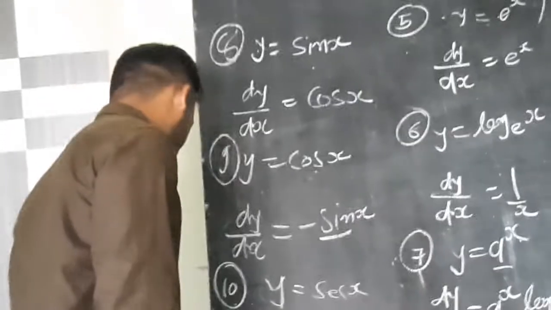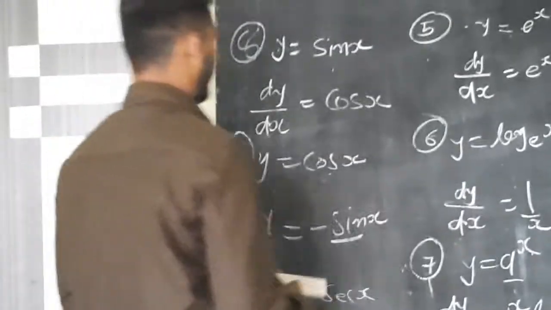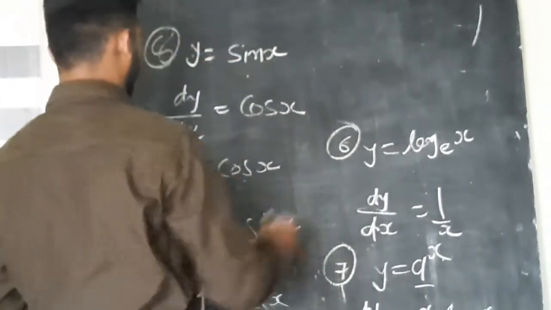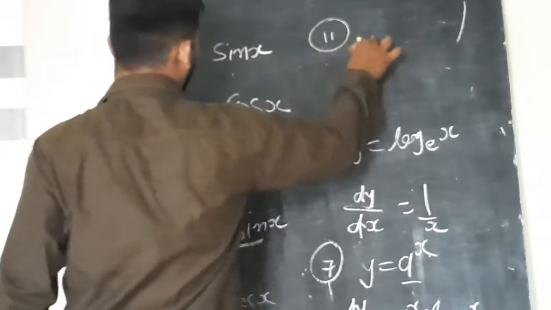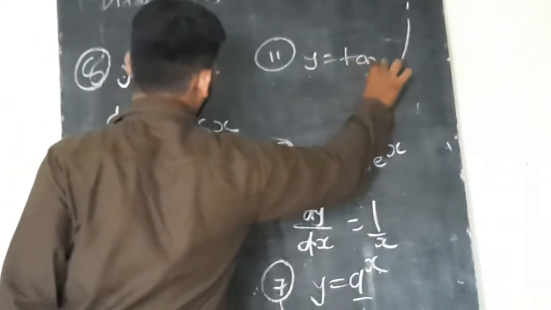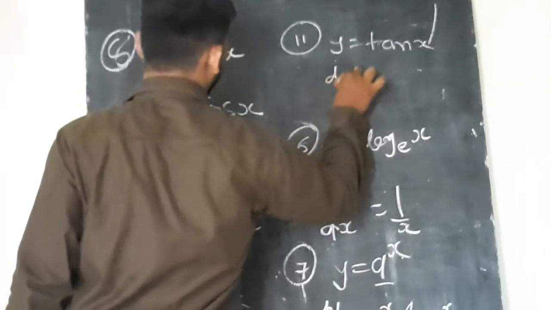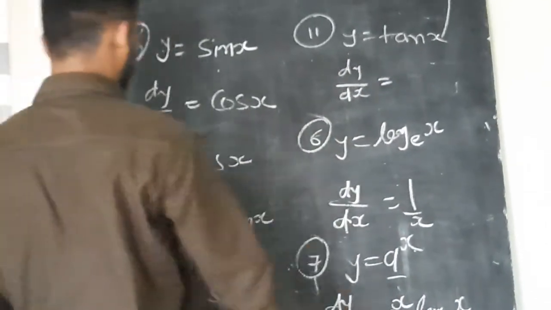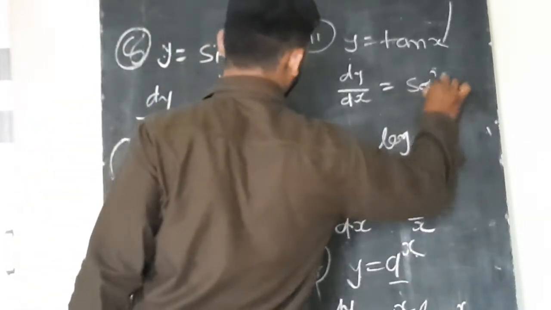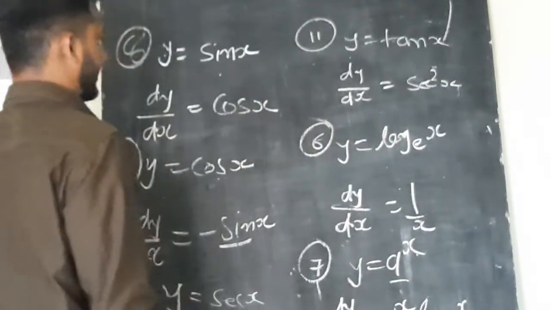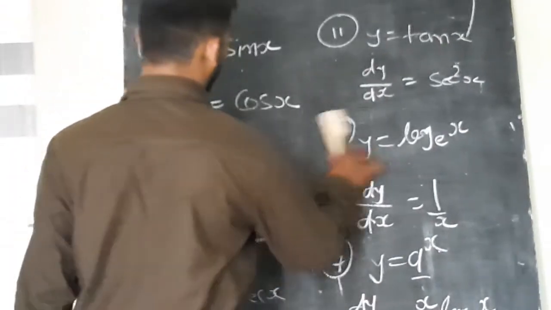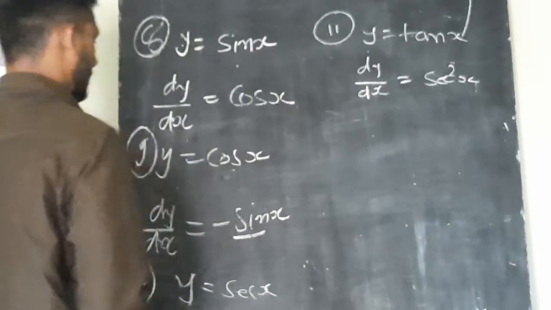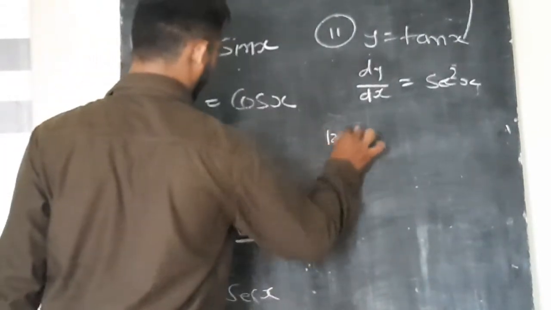Now we have another value, equation number 11. Equation number 11 is y is equal to tan x. So dy by dx is equal to sec square x. Okay, it is equal to sec square x. Now equation number 12.